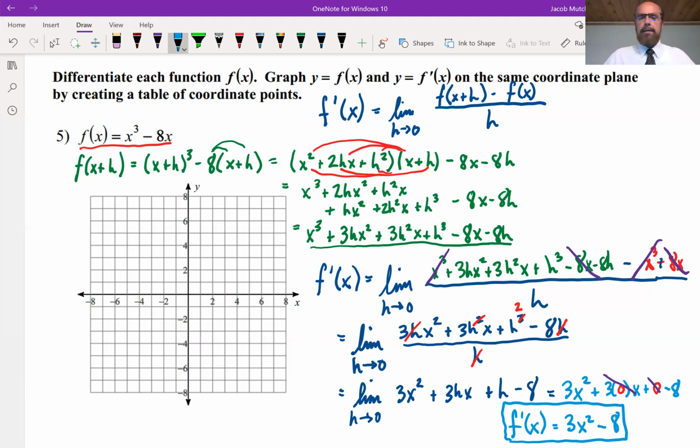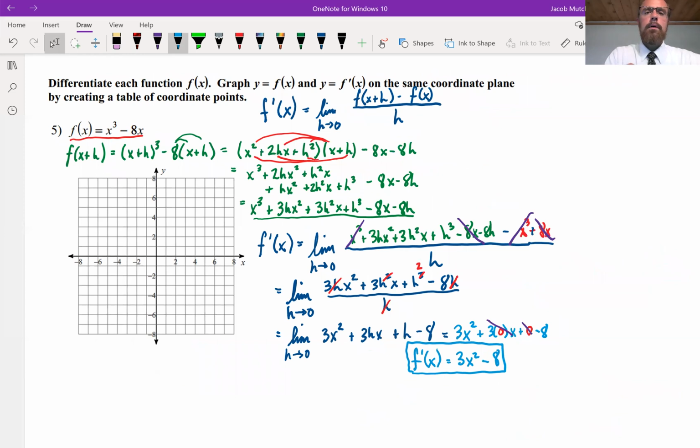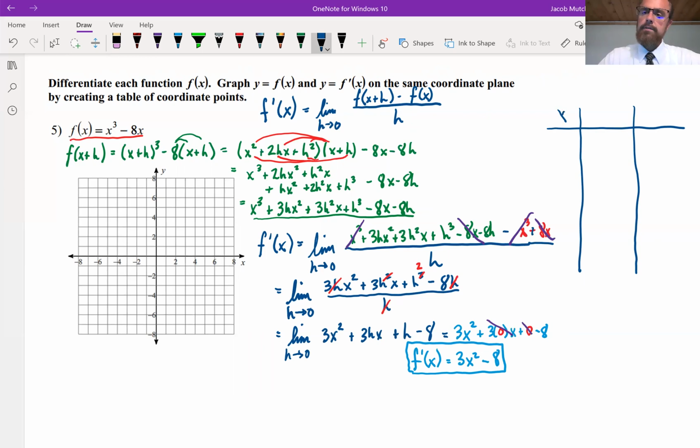Now what we'd like to do is graph those two functions on the same plane. So I'm going to zoom out so that we have some room to create a table. Let's make a table that has both the original f of x and its derivative. I'll put my x values, and we'll choose -2, -1, 0, 1, and 2. I'm leaving some room because I know there's some values there that I need to catch. f of x is x cubed minus 8x. And then the derivative, f prime of x, is 3x squared minus 8.